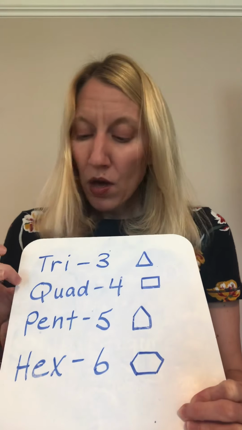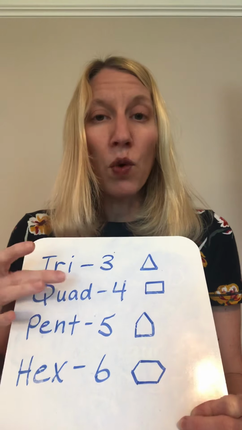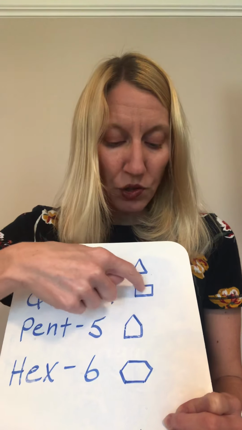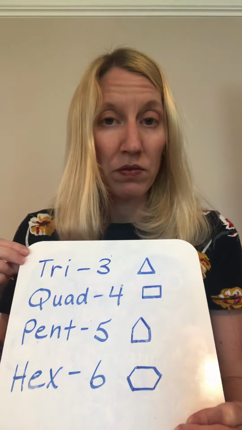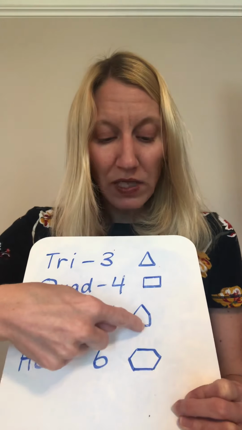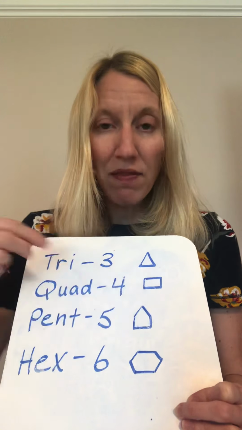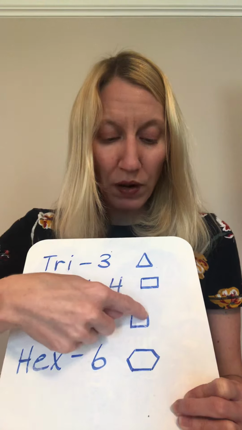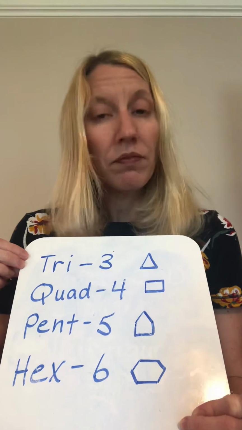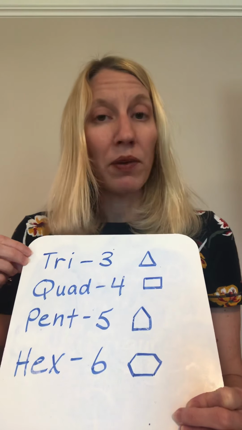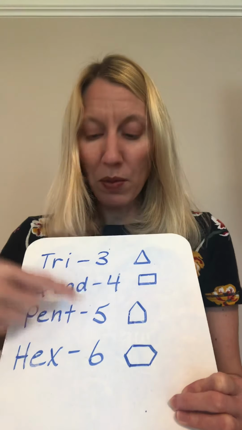If you've ever had a tricycle or seen one, how many wheels does a tricycle have? 3. Quad, that stands for 4, a quadrilateral. It has 4 sides, 1, 2, 3, 4, and the inside has 1, 2, 3, 4 angles. Pent means 5. Count the sides, 1, 2, 3, 4, 5. Looks kind of like a little house, and the inside would have 1, 2, 3, 4, 5 angles. In Washington, D.C., there's an important building called the Pentagon, and guess how many sides that building has? It has 5 sides because it's called the Pentagon.